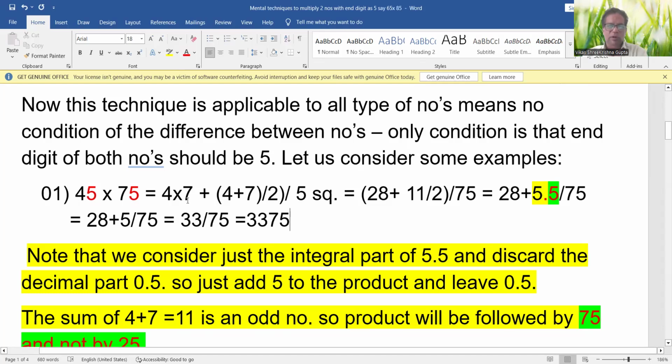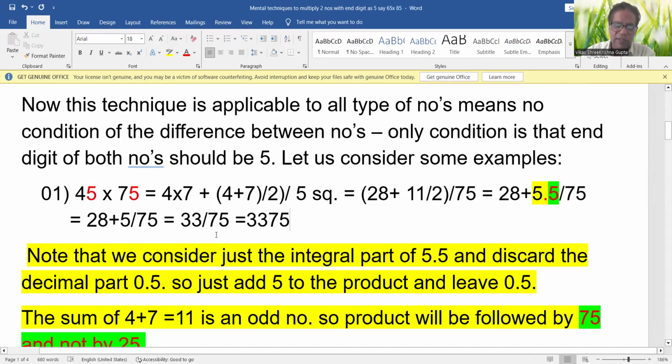Now, 11 is an important number because 11 is an odd number and not an even number. When you divide by 2, you get the answer as 5.5, which means there is an integral part and a decimal part. So just take the integral part and discard the decimal part. 0.5, discard, don't consider this part. Simply add 5 to 28 and the answer will be 33.